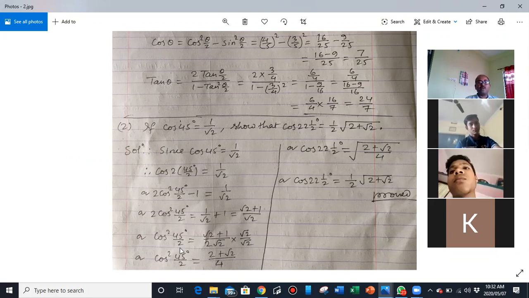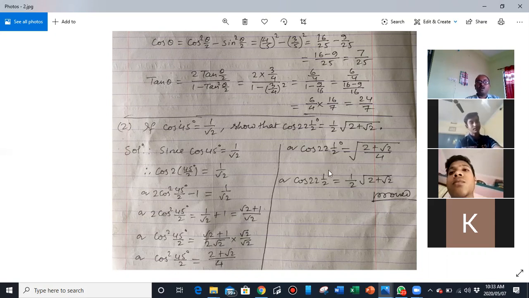Cos square 45 degree by 2 will be root 2 plus 1 by, this 2 went here, 2 root 2. And now one trick you apply: multiply root 2 and root 2 in both numerator and denominator. Now 2 root 2 into root 2 will be 4. Is it? Root 2 into root 2 is 2, into 2 is 4. Here, 2 root 2 plus 1 into root 2: root 2 into root 2 is 2, 1 into root 2 is root 2. Now this is cos square 45 by 2. 45 by 2 means it is 22 and a half. Is it?